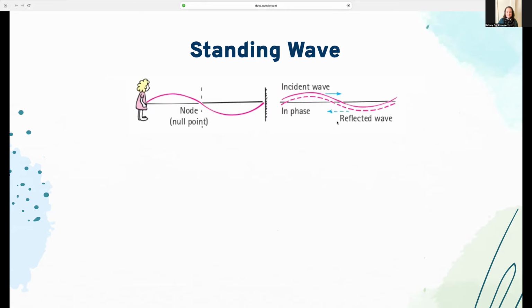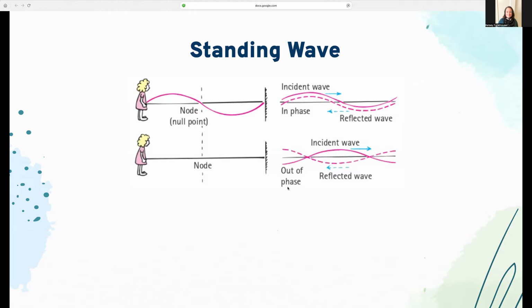So yeah, here's what it looks like. The incident wave, which is the initial wave you send, and the reflected wave, which is the one that bounces off the fixed end, are in phase with each other, which means their peaks are in the same spot and their troughs are in the same spot. So it looks like it's bouncing up and down, or like the wave is just standing there, hence the name standing wave. And then there's a null or node point, in the middle where it's at 0.